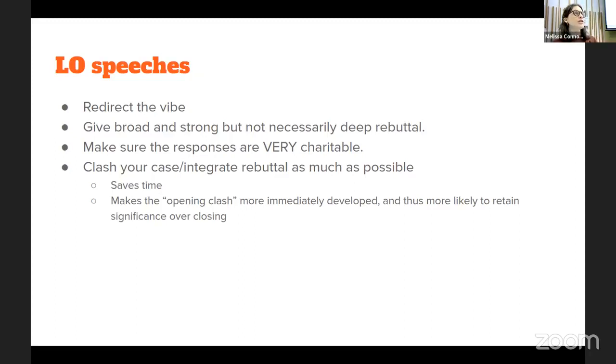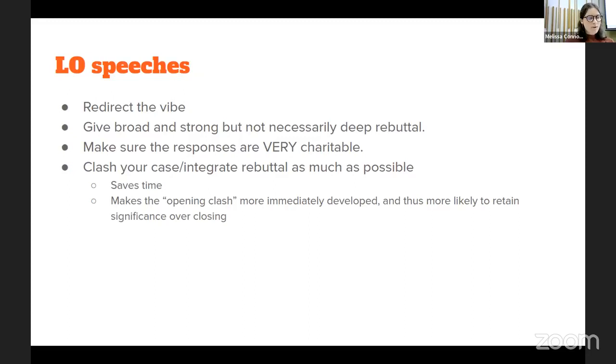Also make a strategic decision about whether you want to buy into the framework, i.e. what the clashes are in the debate, or whether you want to contest it, because it can be strategic to buy into the framework. If you accept the framework at LO, then, like I say in the last bullet point, you make the opening really clear, make it clash really well, make it really clean, really engaged, which means it's more likely to win over closing, because it's a nice, clean, clear, well-engaged clash rather than throwing mud at the bottom of the debate with the scraps that are left.